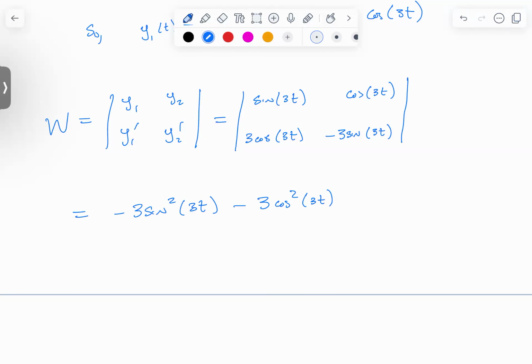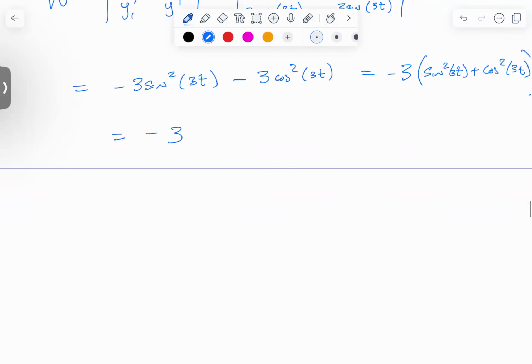Negative 3 sine squared, and once again, what do we say? Negative 3 sine squared plus cosine squared, the fundamental theorem of trigonometry. So that becomes 1. So the Wronskian is negative 3. Oh, well, that's already good news.